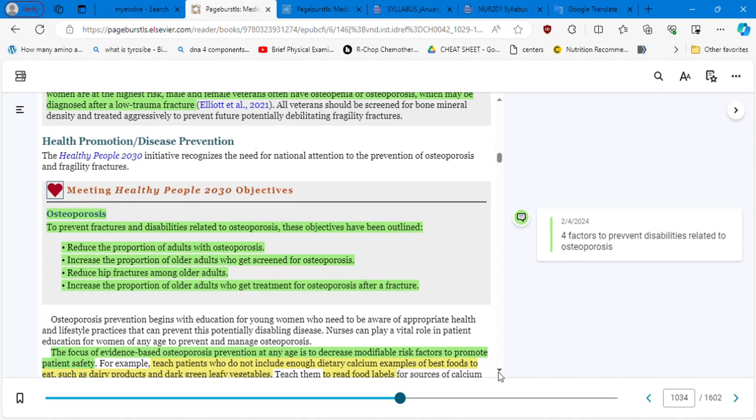So osteoporosis, to prevent fractures and disability related to osteoporosis, these objectives have been outlined. First, reduce the proportion of adults with osteoporosis, increase the proportion of adults who get screened for osteoporosis, reduce hip fracture among older adults, increase the proportion of older adults who get treatment for osteoporosis after a fracture. So these are four factors to prevent disabilities related to osteoporosis.